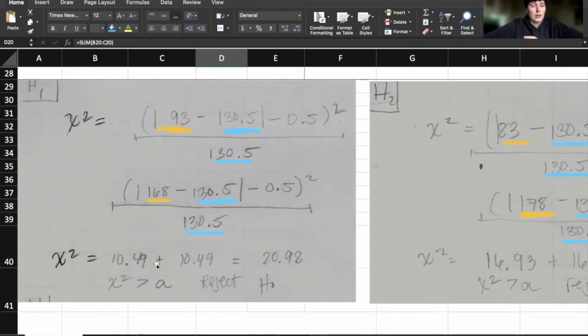Then you're going to compare your chi-square value to your alpha critical value. If your chi-square is less than your alpha, you fail to reject your null hypothesis. If your chi-square value is greater than your alpha critical value, then you're going to reject the null hypothesis and accept your alternative hypothesis.